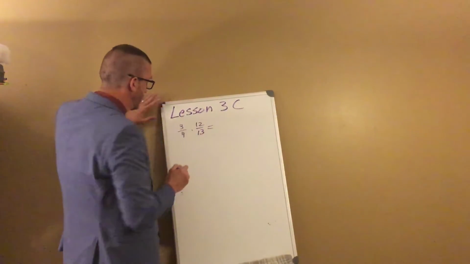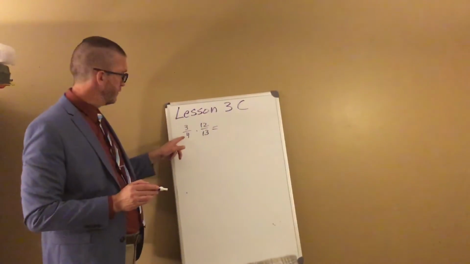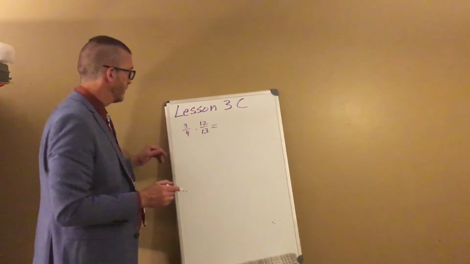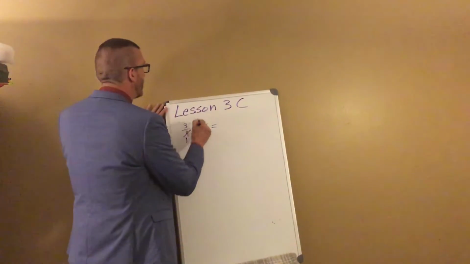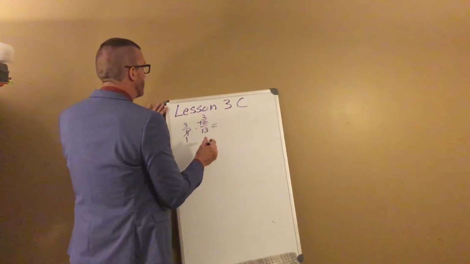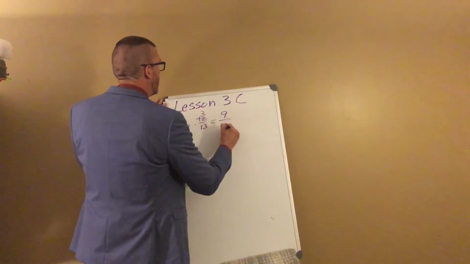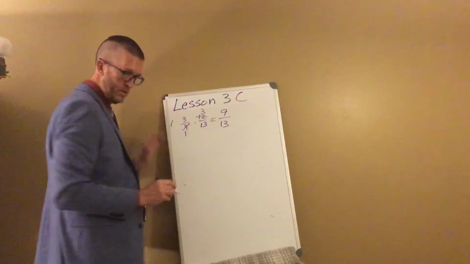Greatest common factor, we always start with the smaller of the two. 4 goes into 4 and 4 goes into 12. So 4 is our greatest common factor. 3 doesn't go into 13, so that would be 9/13. How about that?